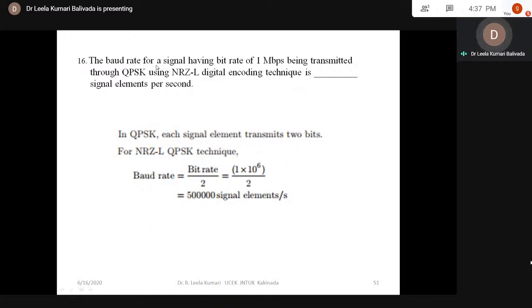Next question is, the baud rate for a signal having a bit rate of 1 Mbps being transmitted through QPSK using non-return to zero line coding digital encoding technique is dash signal elements per second. So here it is QPSK. Number of signal elements per second means we need to calculate the baud rate. So the baud rate is equal to bit rate by n, where n is equal to 2. Since in QPSK each symbol state is transmitted by means of 2 bits, baud rate is equal to bit rate by 2, where bit rate is given as 1 Mbps. So 1 into 10 power 6 by 2, which is equal to 5 into 10 to the power of 5 signal elements per second, or 0.5 into 10 to the power of 6 signal elements per second, or 0.5 mega baud.